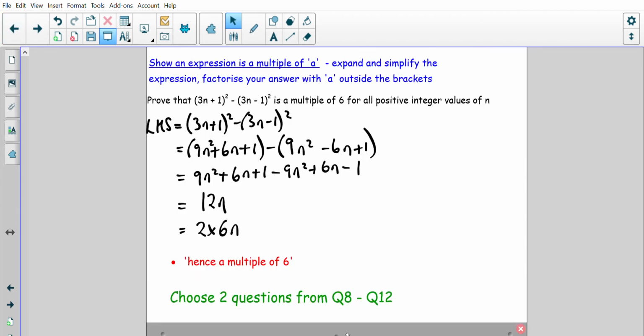Just go back to that one a second before we move on. I just want you to choose 2 questions to do now. So go back to the same sheet, and from questions 8 to 12, just choose 2 questions where we're showing that an expression is a multiple of a certain number. Pause the video and do those now.